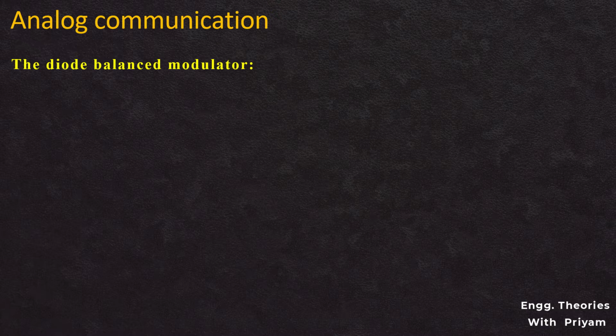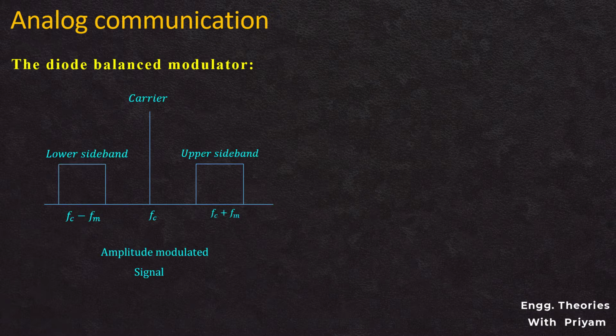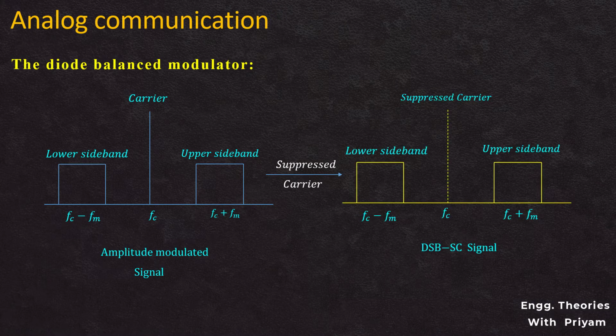The diode balanced modulator. The double sideband suppressed carrier system, or DSB-SC system, is an amplitude modulation technique in which the modulated signal contains both the sidebands along with the suppressed carrier. Conventional amplitude modulation consists of two sidebands and a carrier signal, where the major part of the transmitted power is concentrated in the carrier, which contains no information. Thus, to increase the efficiency of transmission and to save power, the carrier signal is suppressed in the DSB-SC system.